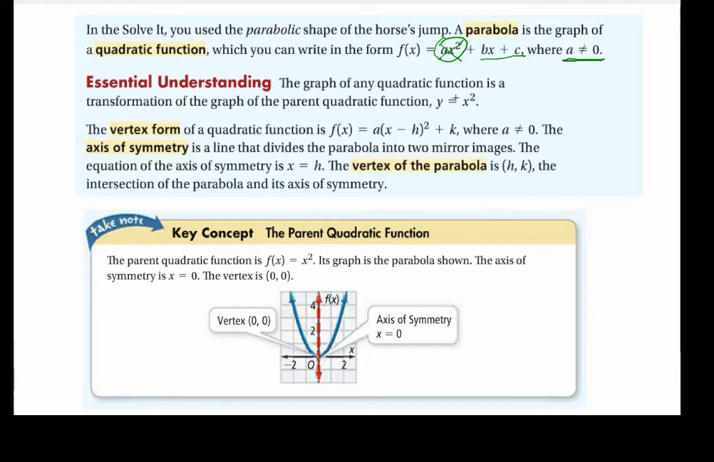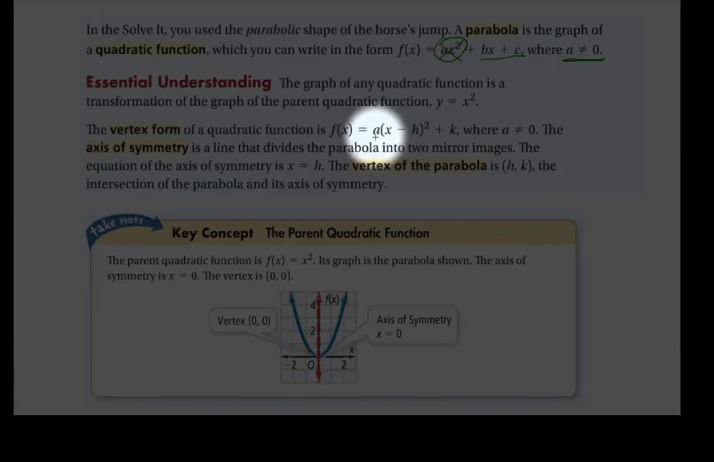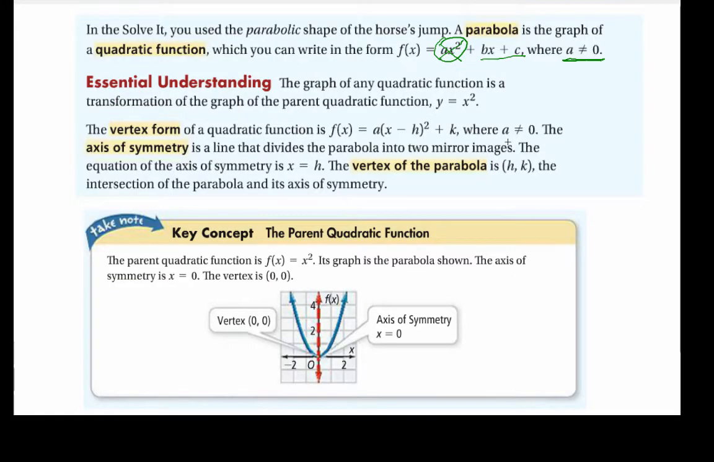So we have to put that condition on there when we look at the definition of a quadratic. So the graph of any quadratic function is a transformation of the graph of the parent quadratic function y equals x squared. The vertex form of a quadratic function is f of x equals a times the quantity x minus h, all that quantity squared, and then plus k, again a cannot equal 0. The axis of symmetry is a line that divides the parabola into two mirror images. The equation of the axis of symmetry is x equals h. The vertex of the parabola is (h, k), the intersection of the parabola and its axis of symmetry, where this thing called the vertex is.